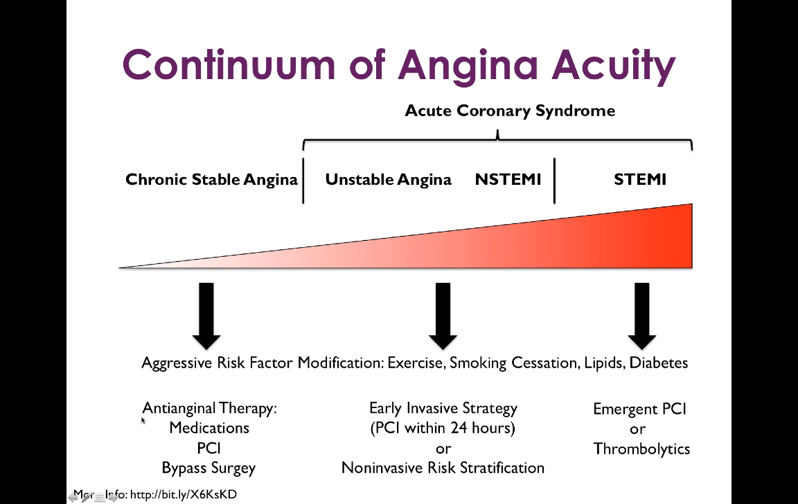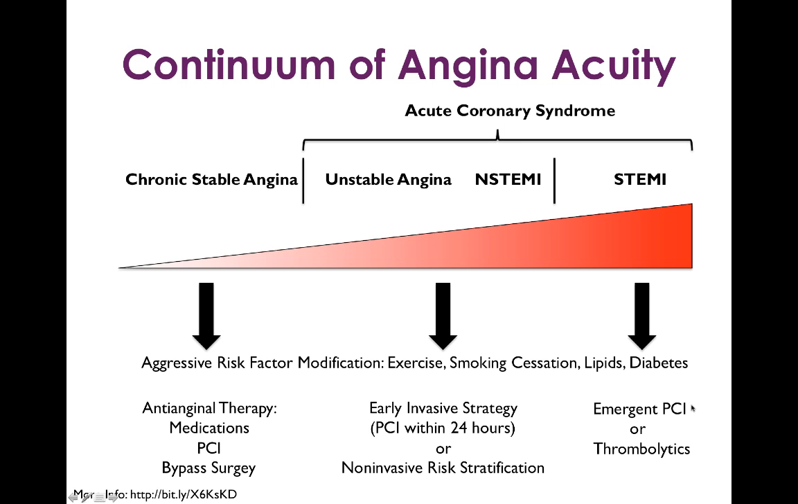Okay, so let's say the patient has chronic stable angina. We'll go through each of these in the next slide. Broadly speaking, you can choose to try to treat that with medications, so anti-anginal medicines, percutaneous intervention to relieve the obstruction, or maybe bypass surgery if they need it. So let's go to STEMI next.